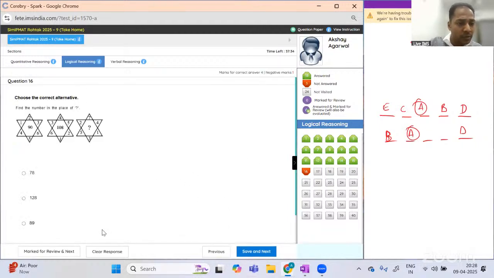Find the number in place of the question mark. 1, 2, 3, 4, 5, 6 makes a 90. 1, 2, 3, 4, 5, 6. Okay, this is divisible by 5. The remaining is 18.